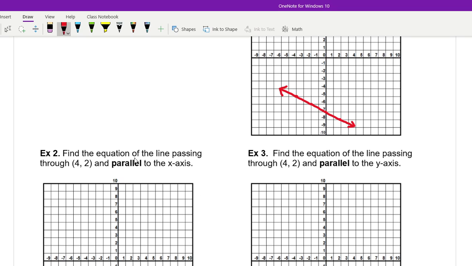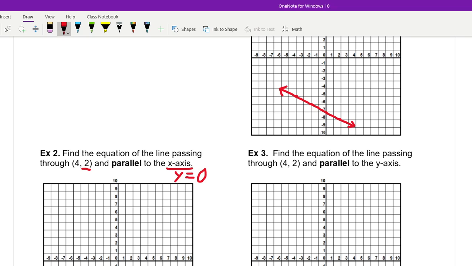Example 2 wants us to find a line that passes through (4, 2) that is parallel to the x-axis. Our x-axis has an equation y equals 0. So we have a slope of 0 in this case. In order to find a line that is parallel to the x-axis, we simply need to say that y is equal to the y value that is given.